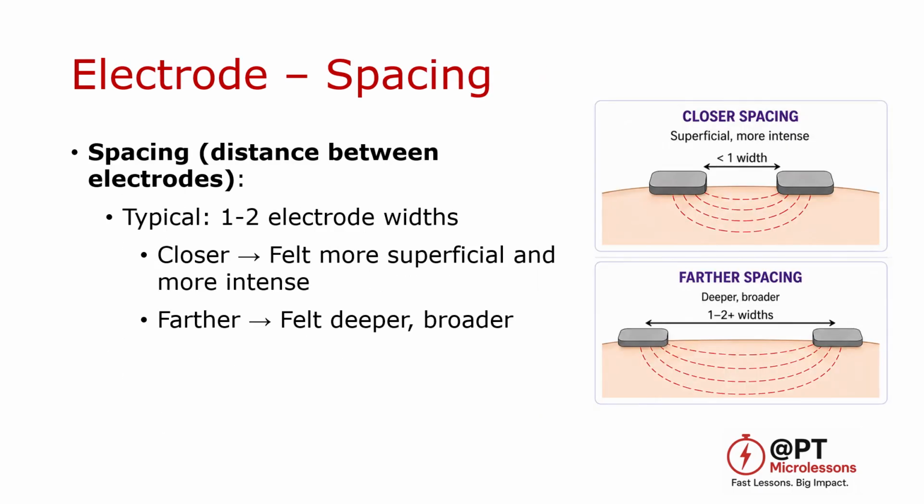Another key issue is spacing, or the distance between electrodes, which also affects how the stimulation is perceived. A typical guideline is about 1 to 2 electrode widths between electrodes. When electrodes are placed closer together, the stimulation is felt more superficially and may feel more intense. When electrodes are placed farther apart, the stimulation is felt deeper and covers a broader area.